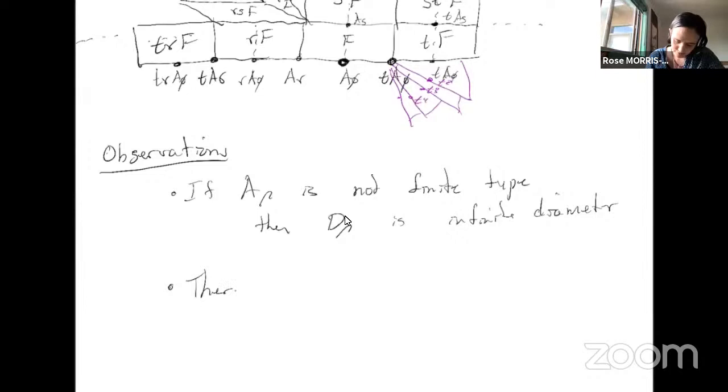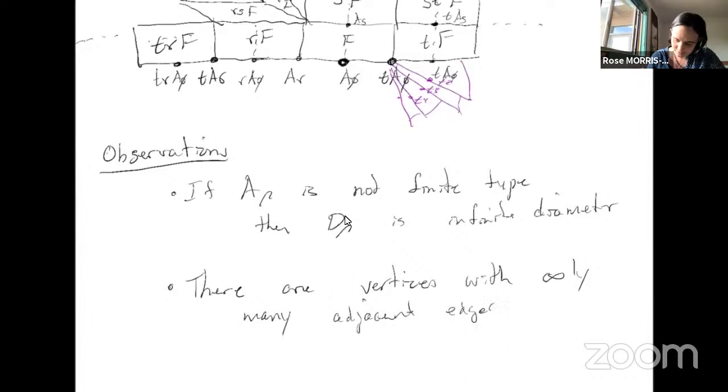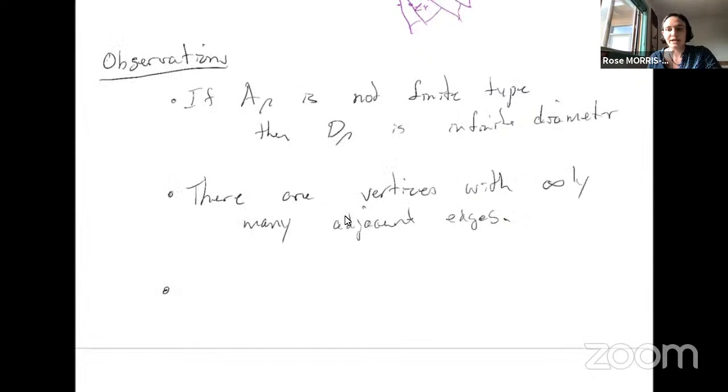There are vertices with infinitely many adjacent edges. So if I think about the topology of this space, it's a little bit funky. I can have infinite sequences of points going around, and I can get kind of weird things that way, but that doesn't bother us too much. We also, as geometric group theorists, anytime we create a geometric space, we would really like our group to act on it, which it does. So that's great.